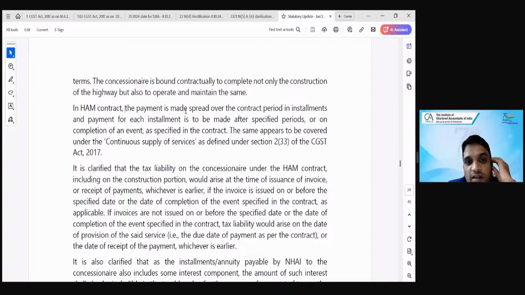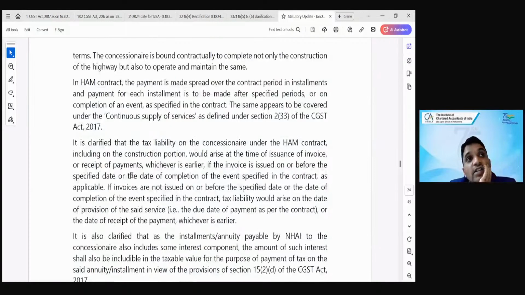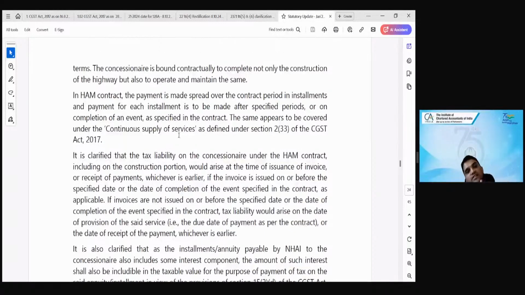In a HAM contract, the payment is made spread over the contract period in installments, and payment for each installment is to be made after a specified period or on completion of events. So it is covered like a continuous supply of service. So this is a classic example of continuous supply of service, where in the case of continuous supply of service, what should be the minimum term?